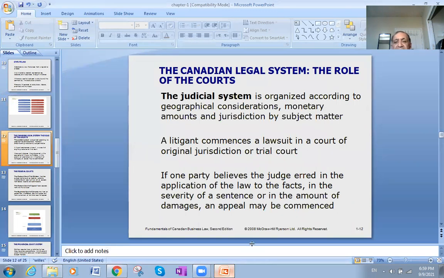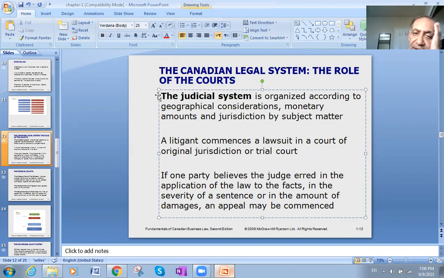The Canadian legal system, the role of the courts. So what are the courts and the function of the courts in the Canadian legal system? See this now. The Canadian legal system, the role of the courts. Okay, the judicial system is organized according to geographical consideration, monetary amount, and jurisdiction by subject matter.